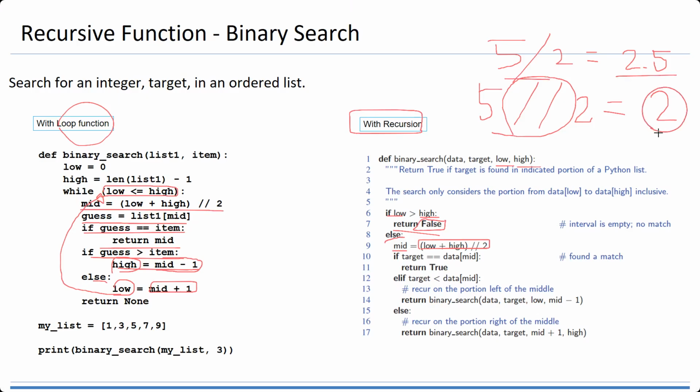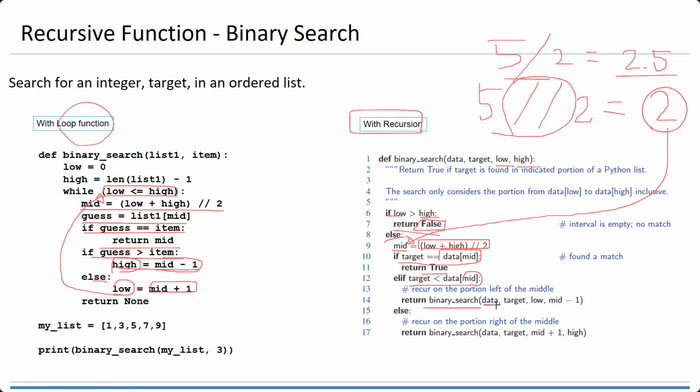Why do we need to get the integer result? Because we want to find the index. This is the index of the mid value. So if the target equals the data at the mid index, then it is true. If it is not, let's check. If the target is less than the data at the mid index, let's do the binary search.